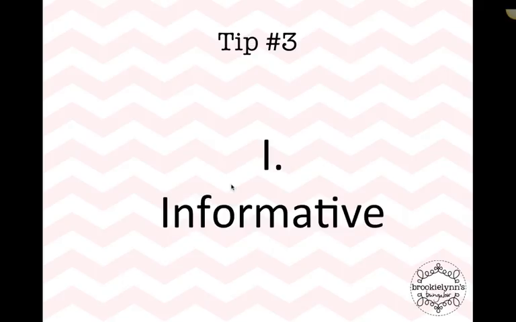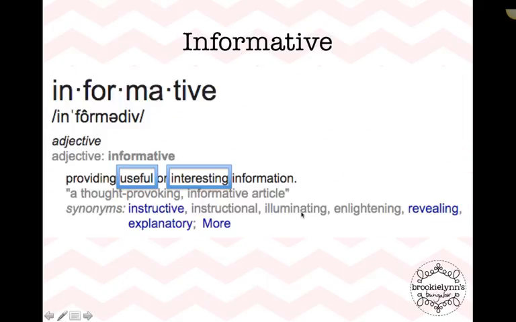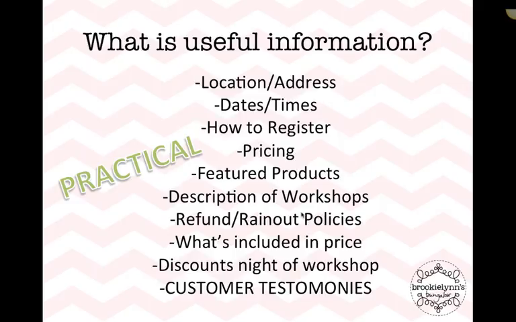All your posts online need to be educational and informative, and then we'll talk about the second E and I tomorrow and the next day. But 90% of your posts need to be EIEIO, and we're learning about the I today. Informative just means providing useful or interesting information. That seems so simple, and I hope that it is very simple. And we're going to talk about what useful and interesting information is, and then we're going to post about it.